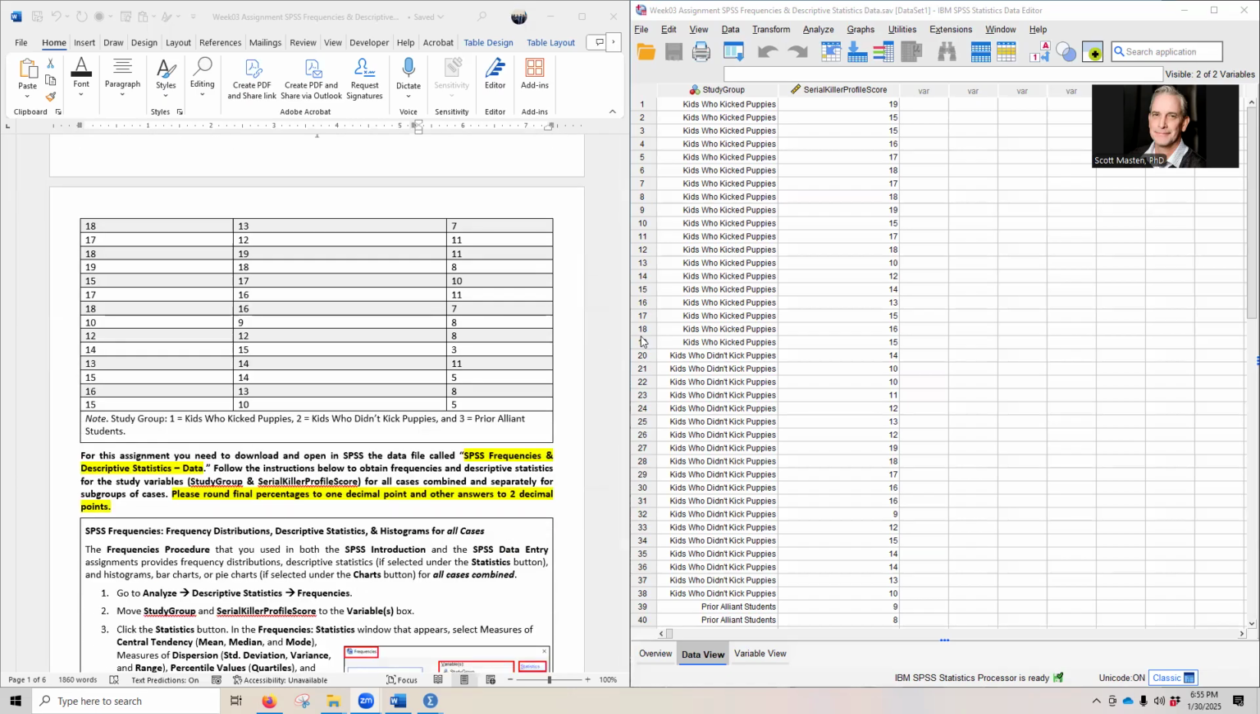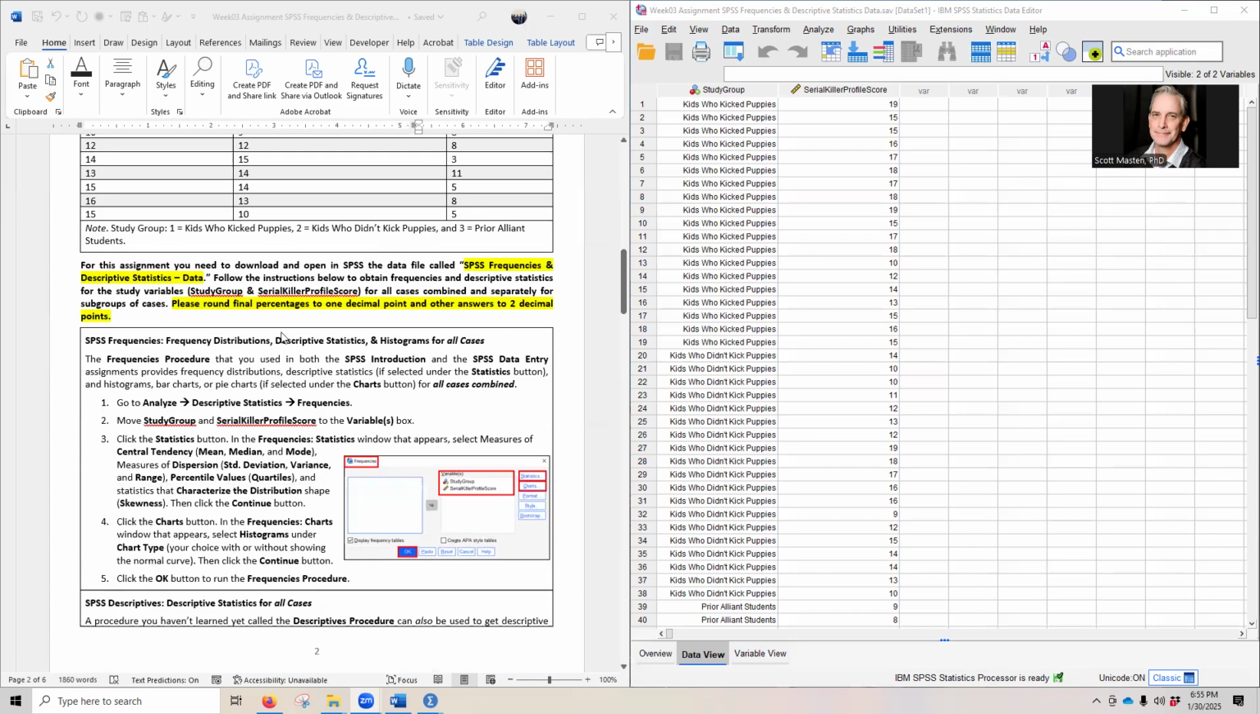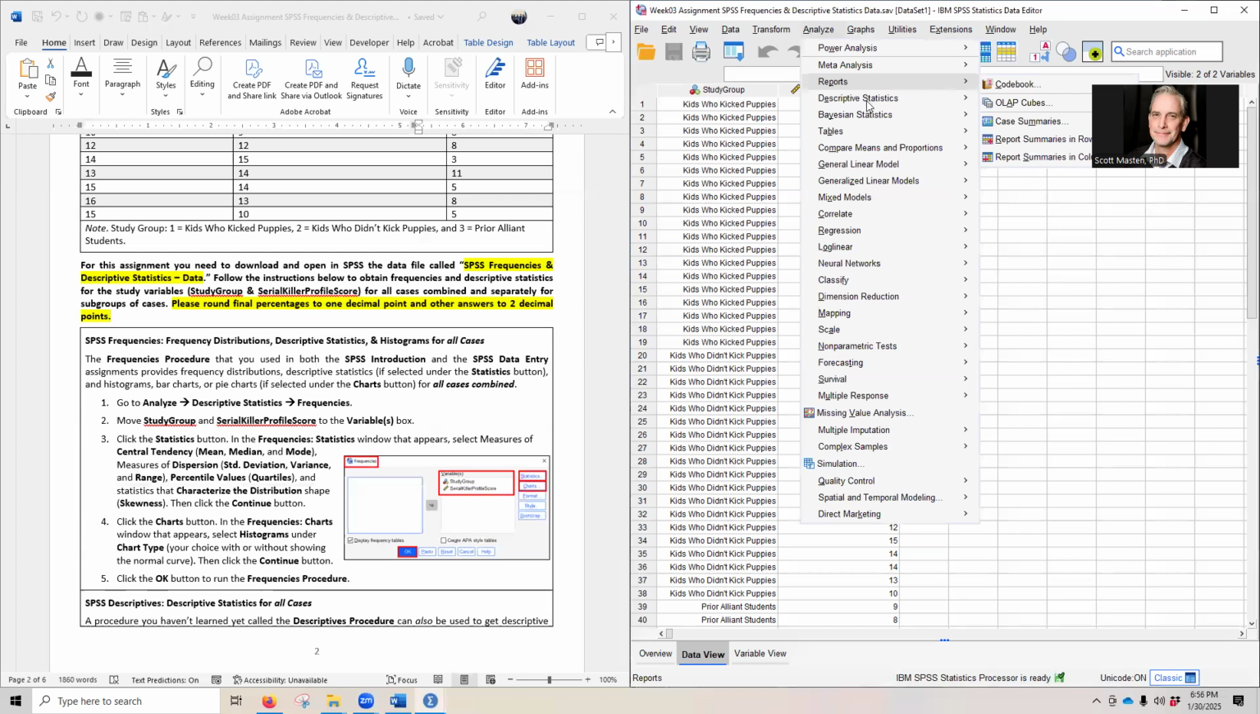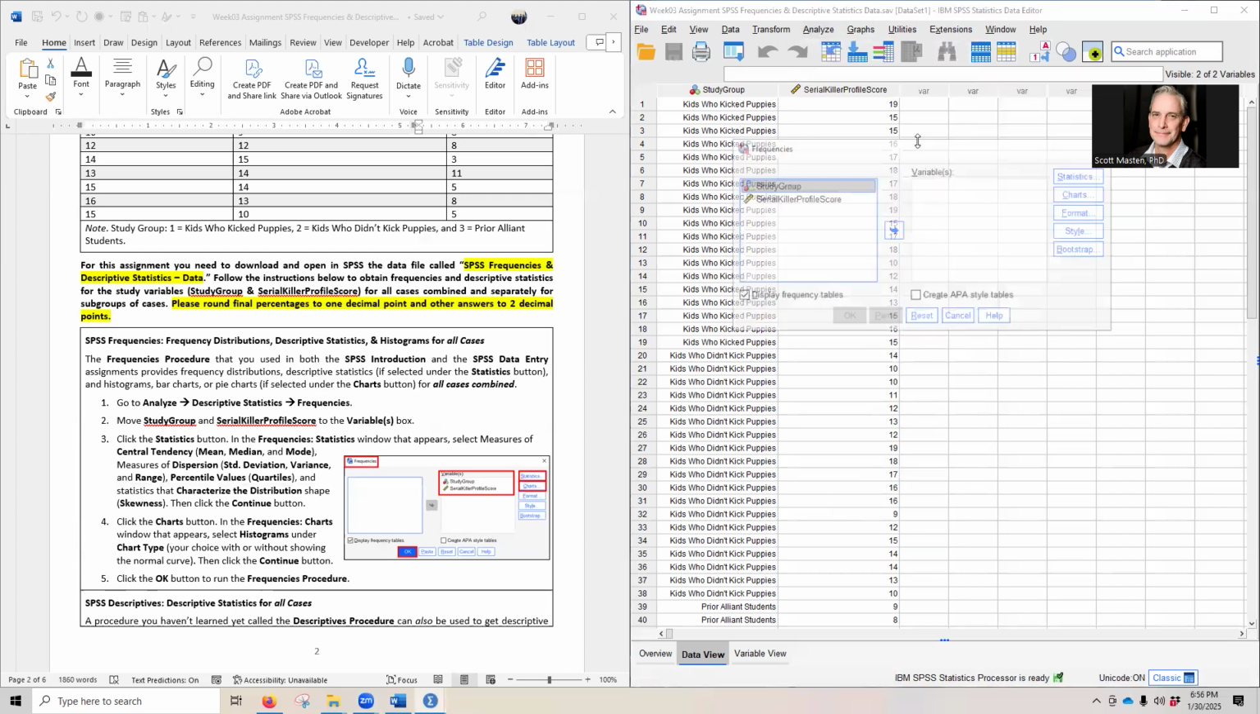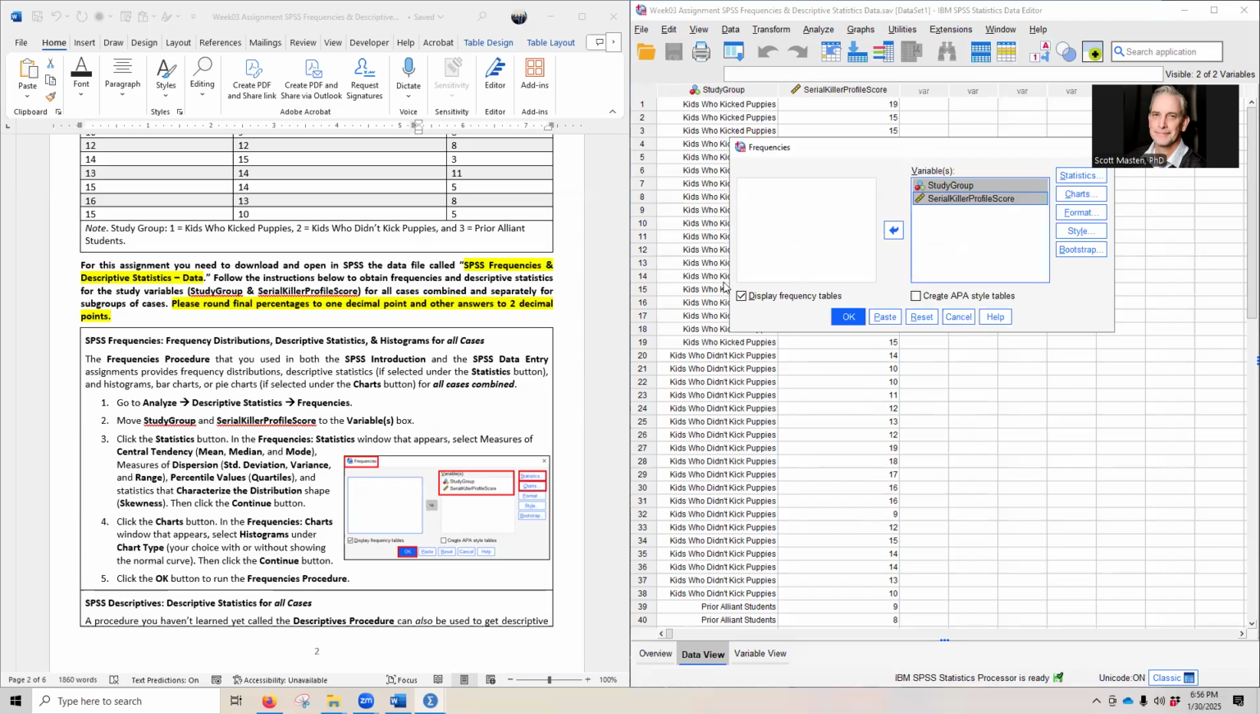So I've already downloaded and opened the file in SPSS on the right. And let's just roll through this. The frequency procedure is the same procedure that you used on the introduction to SPSS assignment, and also the SPSS data entry assignment. It's pretty common. It's sort of like the common cold of stats. So you go down to Analyze, Descriptives, Frequencies. And here I tell you specifically to put both serial killer and study group in the box on the right.